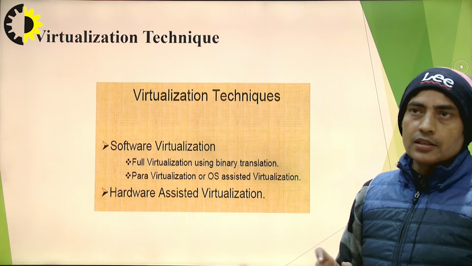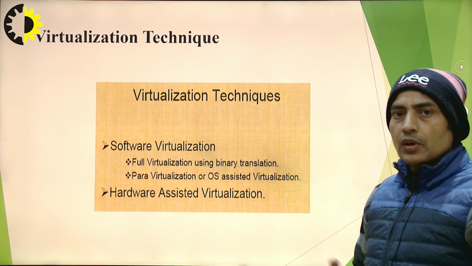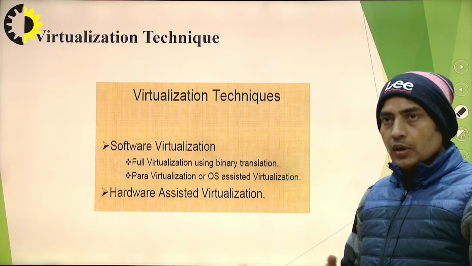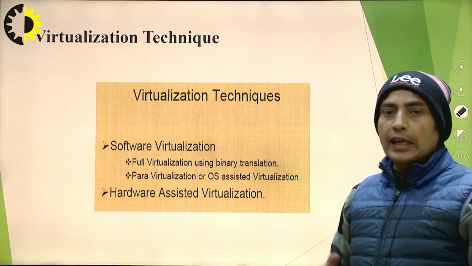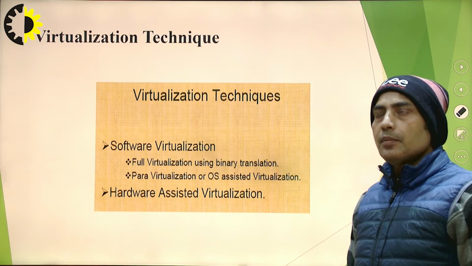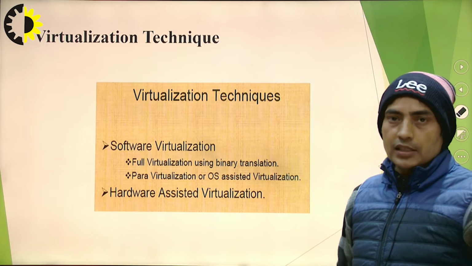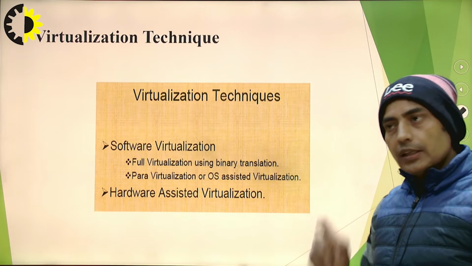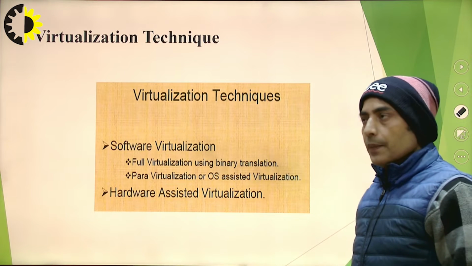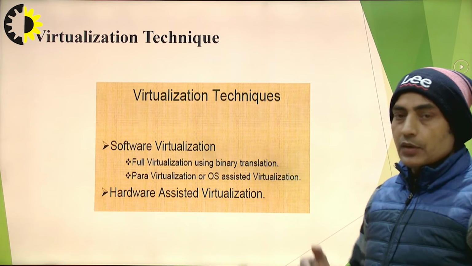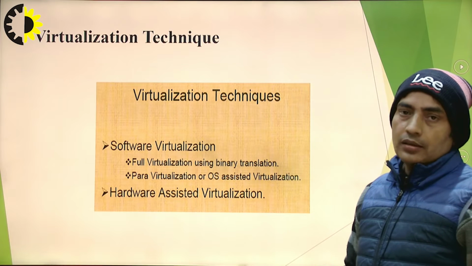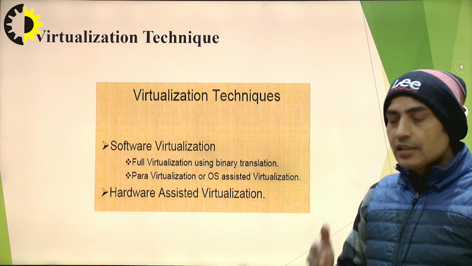Software virtualization means we are going to use some hypervisor or some software that creates the virtualization in our machine. As I have told you in the previous lectures, virtualization is a technique that enables you to run multiple operating systems on a single host. That means by using this technique you can run multiple operating systems simultaneously on the same machine. There are some softwares that can be used as a virtualization tool, a virtualization layer, a virtualization software. By using this, you can run your machine in a virtualized state.